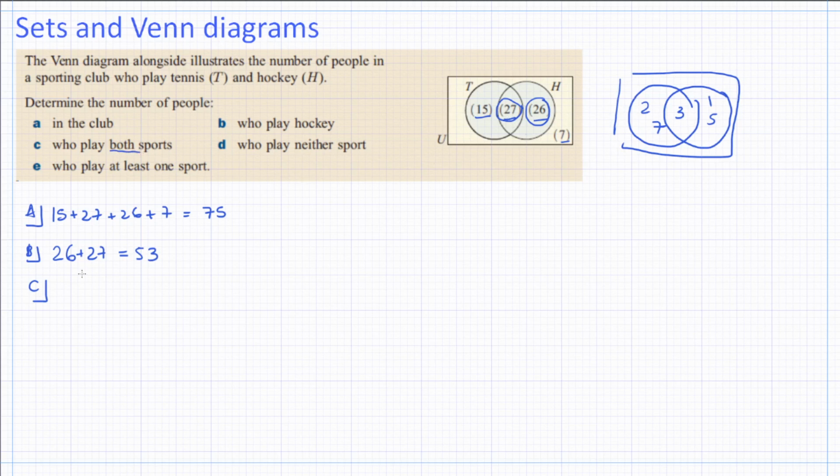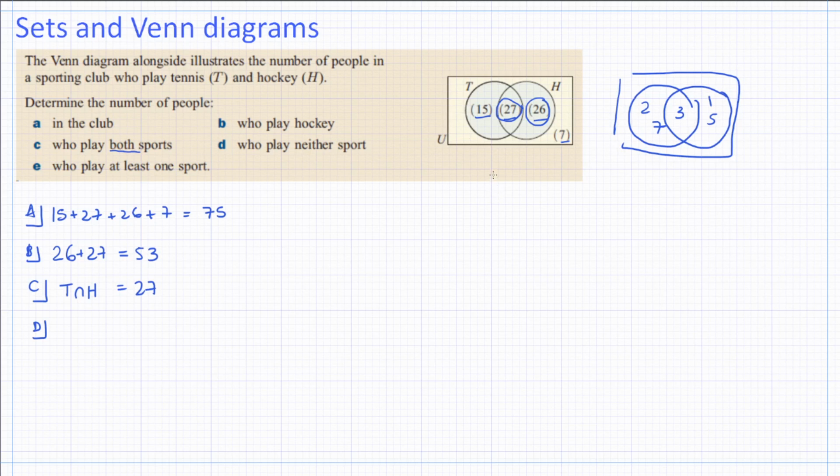Now, let us see, who play both sports? That's easy, that's the intersection. That's T intersection with H, right? That's 27. Letter C, right? 27, because that's the intersection here. How many people play both sports?